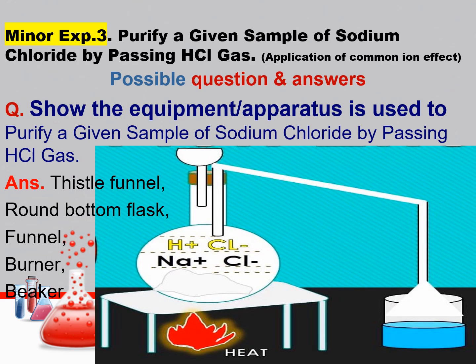Minor experiment 3 is purify a given sample of sodium chloride by passing HCl gas. It is actually the application of common ion effect. Some possible question and answer relating to this experiment can be like number 1, you must know about the apparatus or equipment which is used for this experiment. We used like thistle funnel, round bottom flask, funnel, burner, beakers, and I show you in the diagram also.